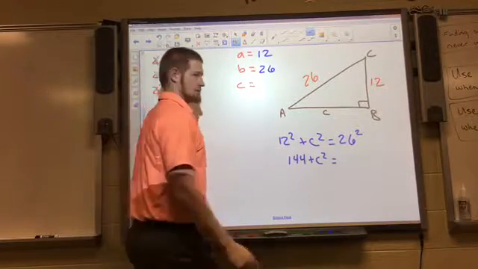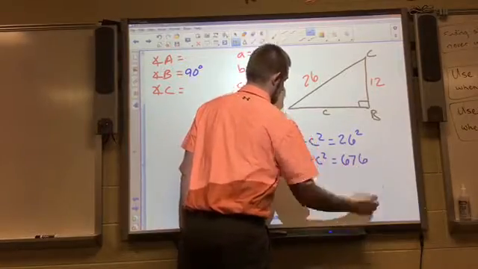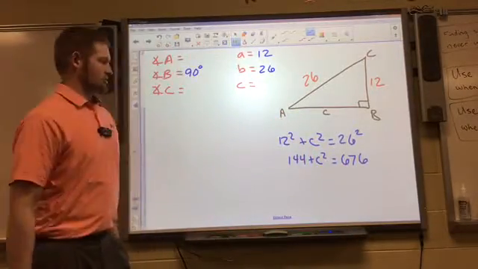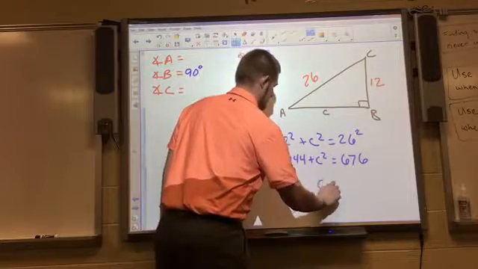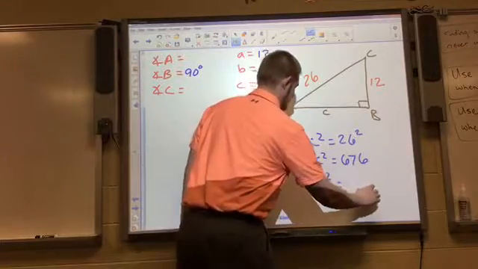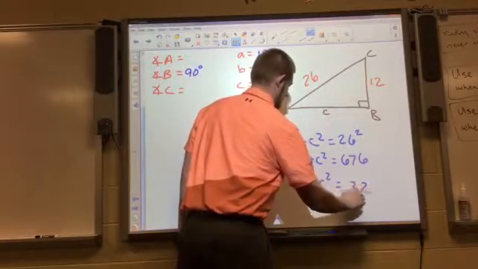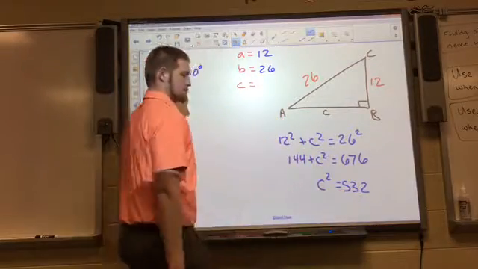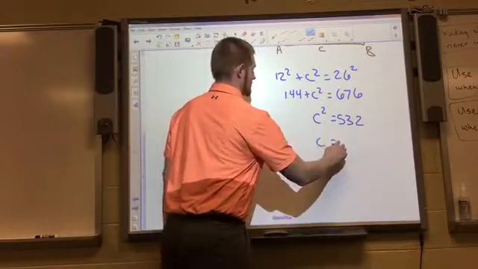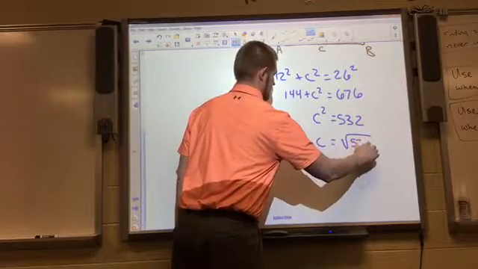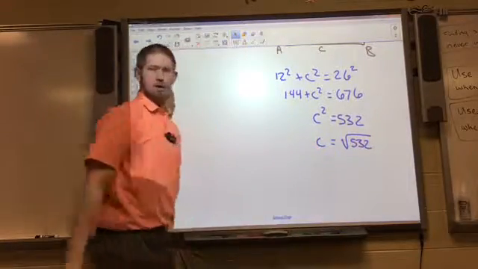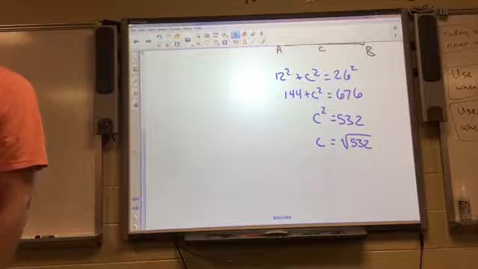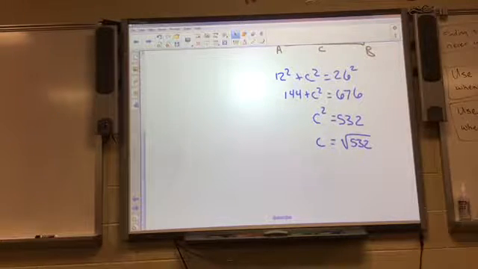Yeah. 676. Okay. Subtract 144, so c squared equals 532. So c equals the square root of 532. We're probably not lucky enough for that to be a perfect square. Decimal. Okay. But since I didn't use sine, cosine, tangent, we don't really want a decimal. Okay, so let's keep this exact here.